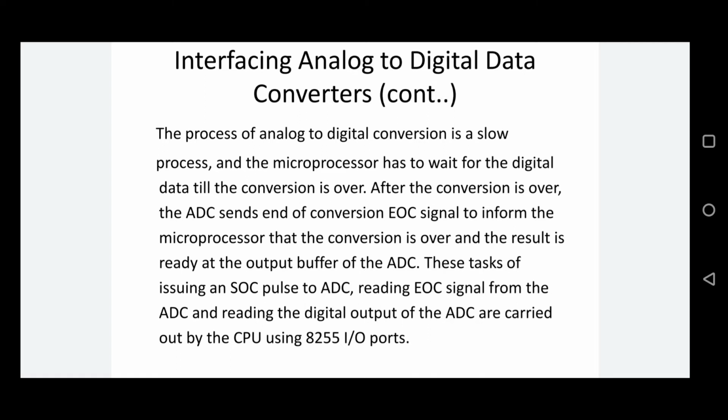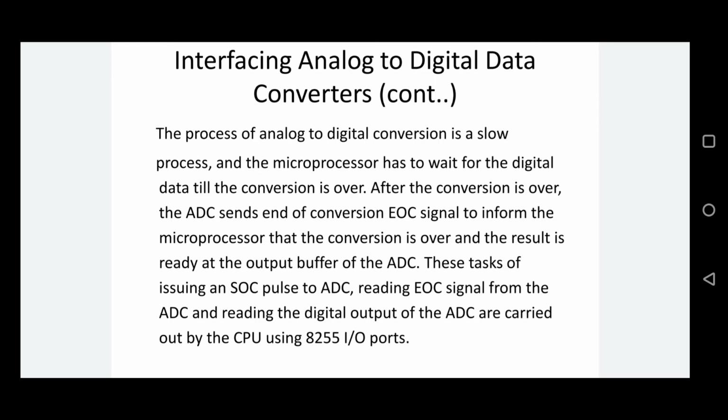After receiving the end of conversion signal from the ADC, finally the microprocessor will read the digital output data from the ADC by using the 8255, that is, by using a parallel port. So this is the overall mechanism of the ADC converter with the 8086 microprocessor. I hope you understand. It's very simple. First one SOC, second one EOC, and third one reading the data from the buffer.